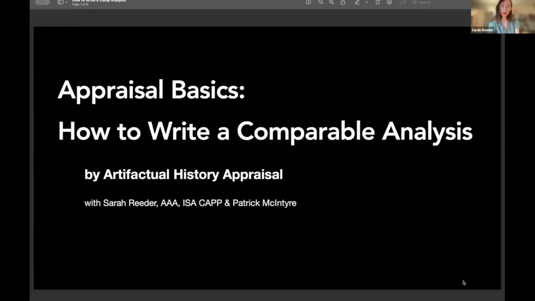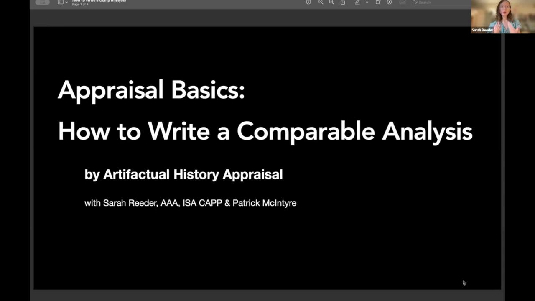There are many ways through this. We're not saying this is the only way, but this can be a really helpful outline for structuring your thinking when you're doing your appraisal research. And then when you get to that really important part of an appraisal report, writing the comparable analysis for the item you're appraising, it's all in your brain, but how do you get it out of your brain and organized in a way that the intended users of the appraisal report are going to be able to understand?